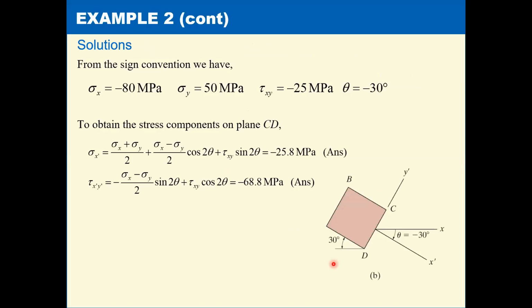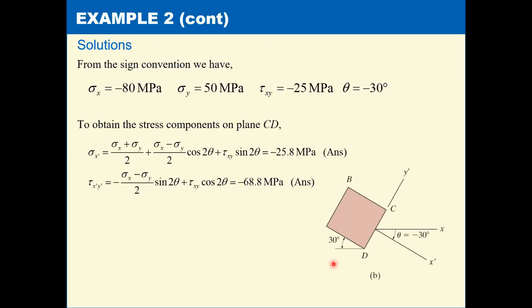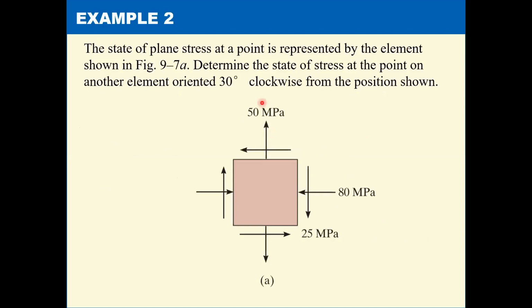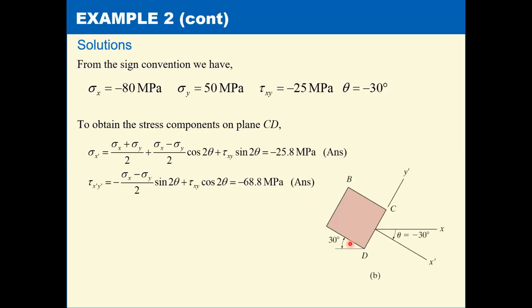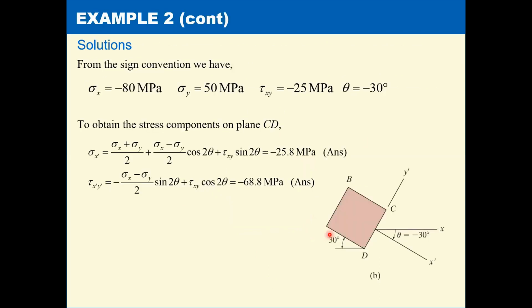So from our sign convention, we had the negative 80 megapascals in that x direction, because it was compressive. Positive 50, as it's tensile up here and down here. Remember, we have to be in equilibrium, so if we're compressive on the right, we need to be compressive on the left. And then our tau xy follows the sign convention where this guy here on the right side, our tau xy is going in the negative y direction. So this 25 is actually a negative 25. Okay, and then our theta is negative 30.